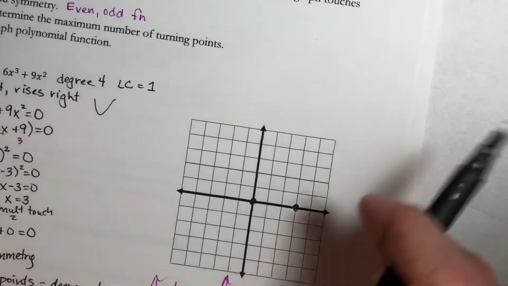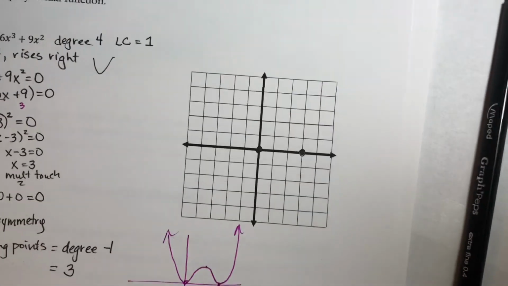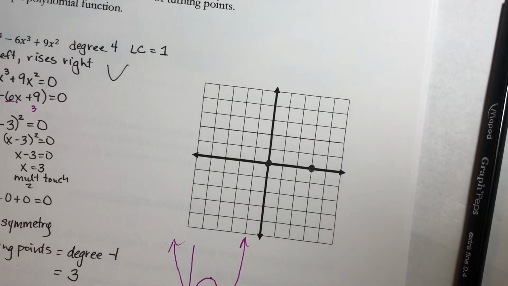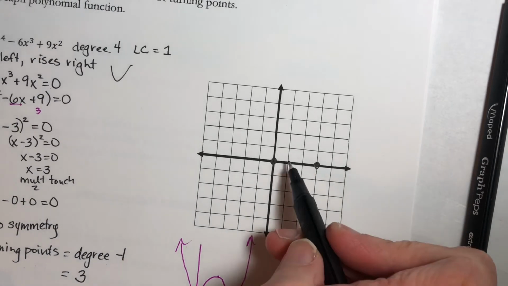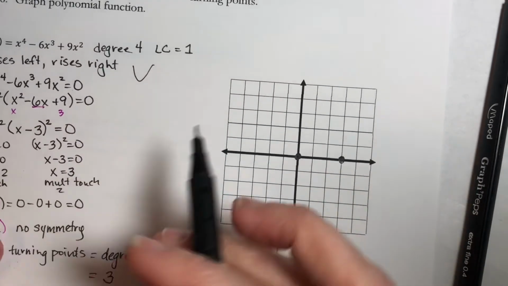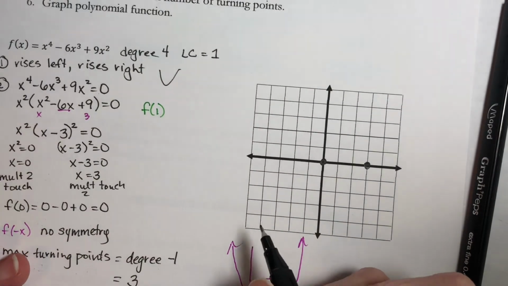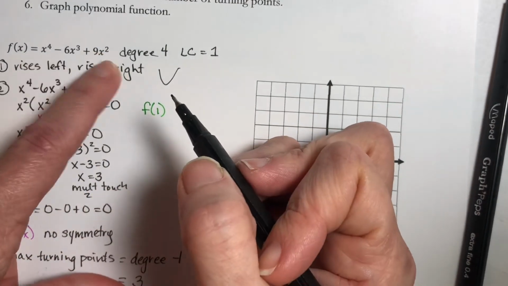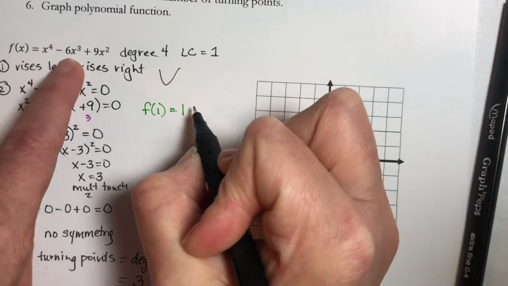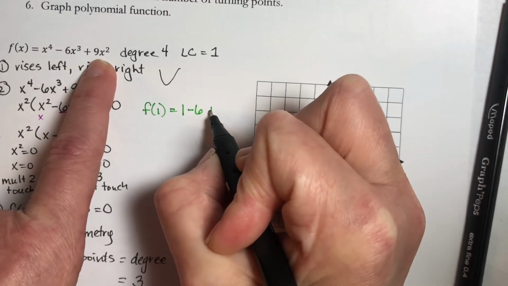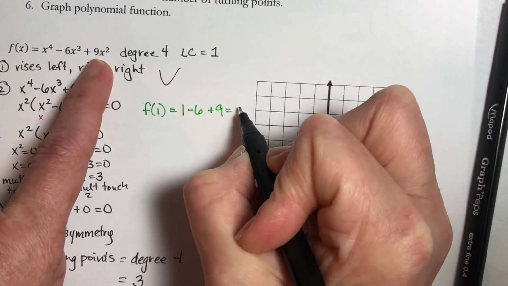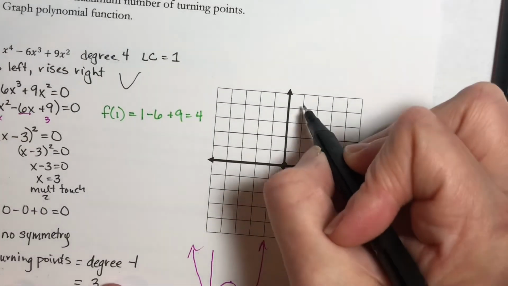But you might want to plug in some other numbers to see where this goes. This is just sort of a side, this is extra if you want a better graph. Let's find f of 1. That means I'll plug in 1 for each of these, which gives me 1 minus 6 plus 9, which would be 4. So f of 1 is 4.